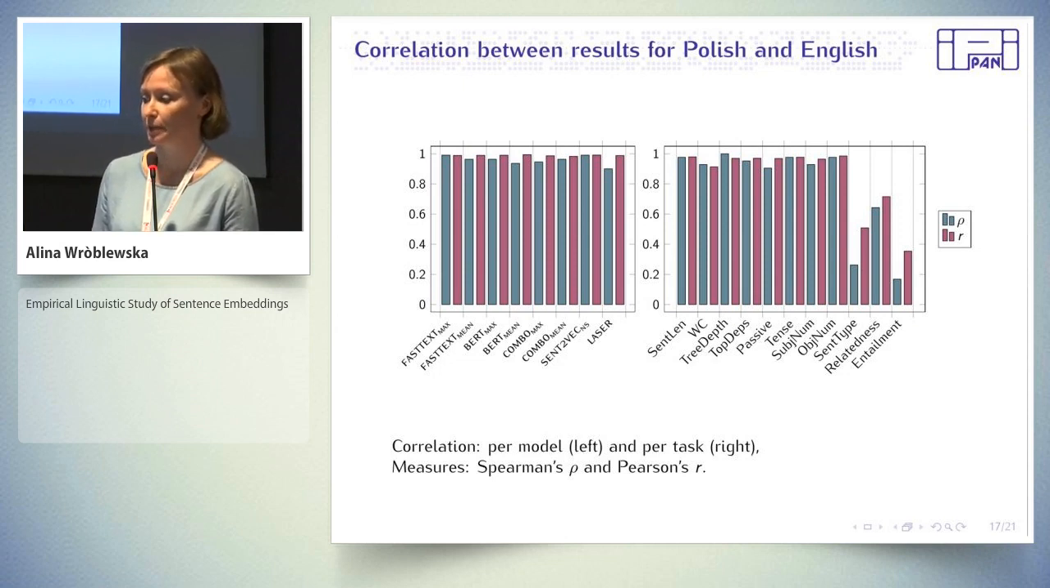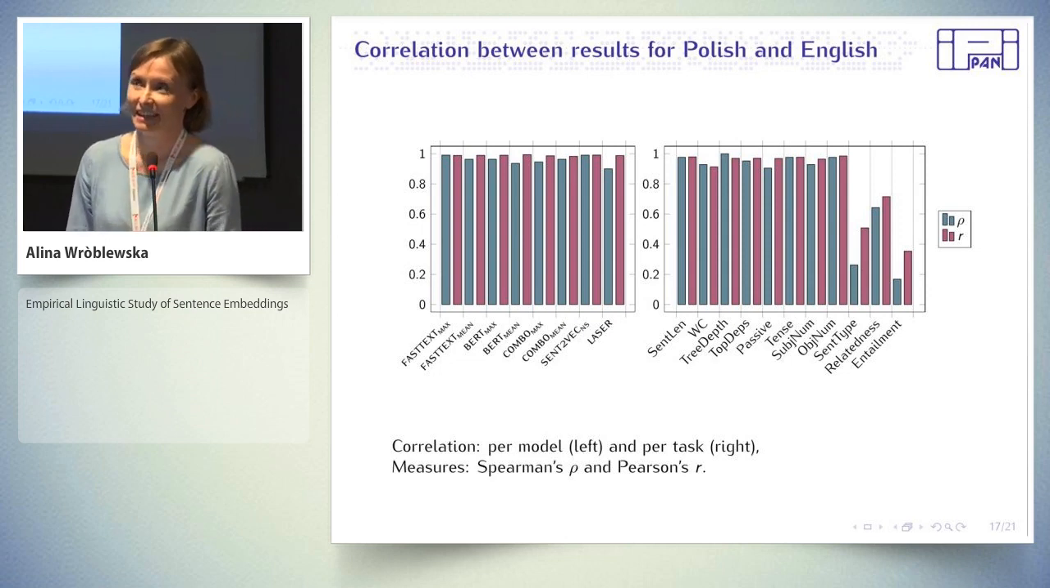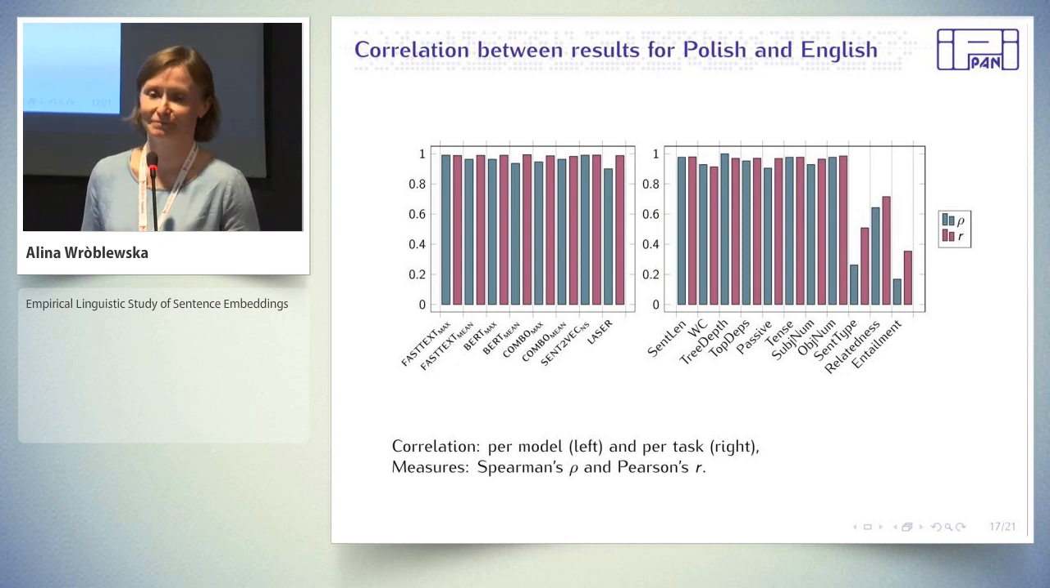And in case of correlations per task, there are differences in three tasks. The two downstream tasks. So we suppose it could be because of the differences in data, because two data sets for relatedness and entailment, they are similar in size, but they are created independently, so it could be the reason. And in case of sent type, actually the accuracies are very high, so maybe it's because of this.